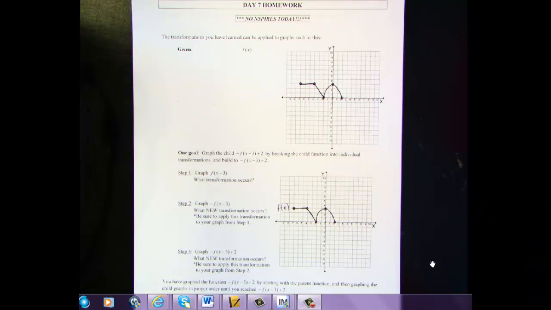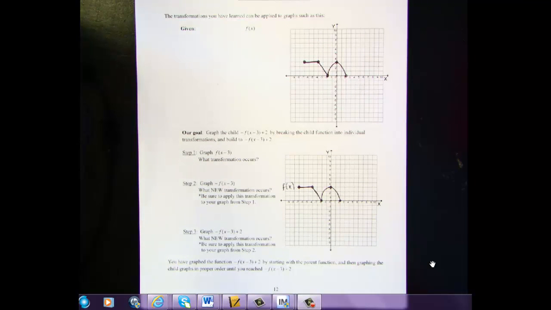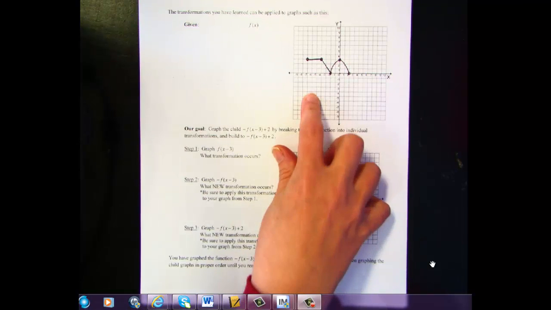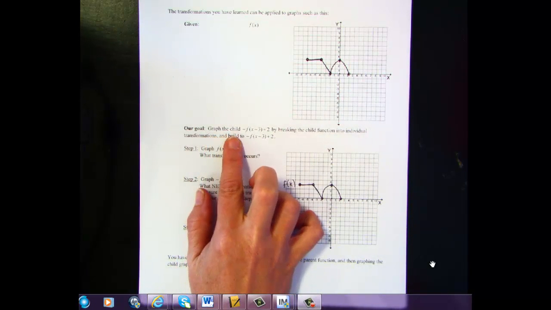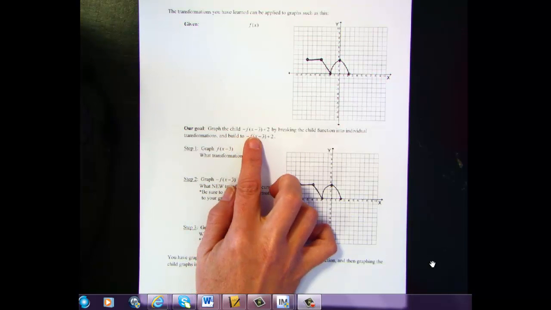So let's focus on this first function. Notice it says the transformations you have learned can be applied to graphs such as this, something kind of strange looking, and its name is f of x. Our goal is to graph the child, negative f of x minus 3 plus 2, by breaking the child function down into individual transformations to build to what we want in the end. Math is consistent. Order of operations are consistent. So we're going to follow PEMDAS. We're going to do grouping symbols first, parentheses or any other grouping symbol, and then multiplication, division, adding and subtracting at the end. Here we go.